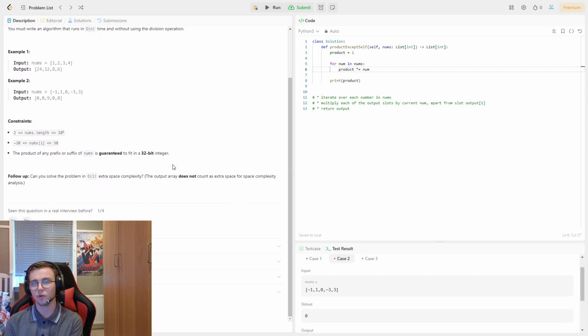You know, looking at the follow-up here as well, it seems like it's suggesting that the easier solution would require some other data structure, because it says follow up, can you solve it in O(1) extra space complexity? The output array does not count as extra space for space complexity analysis. So yeah, it's a bit difficult.